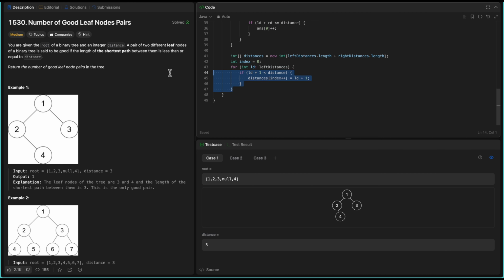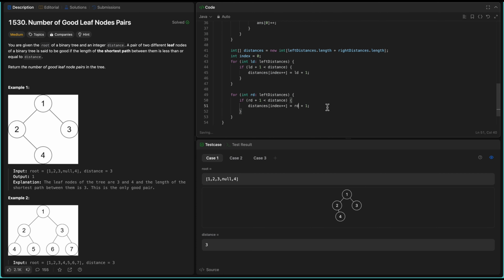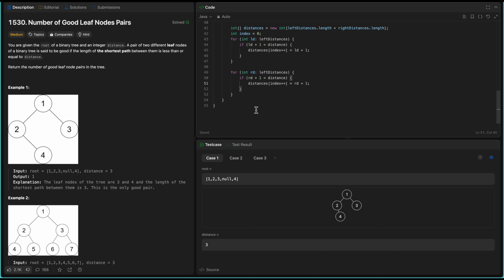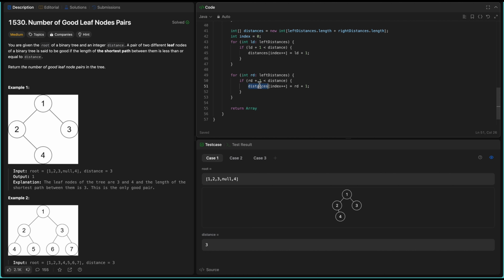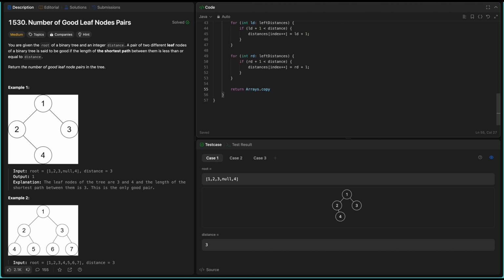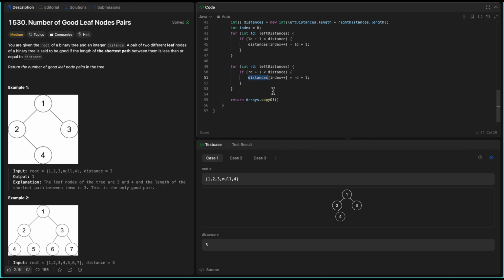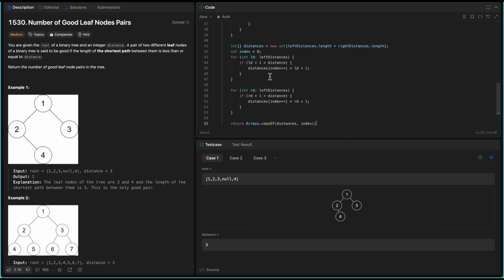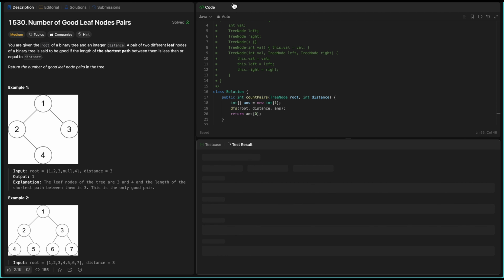Similarly, we will do the same thing on the right side. We have to also at max pass the distance minus 1, so that we can incorporate the distance from the left side. And once we are done, we will just return part of this distances array up to the index variable. So we will just do Arrays.copyOf the distances array up to the length of index. So once this is done, let's run this code.